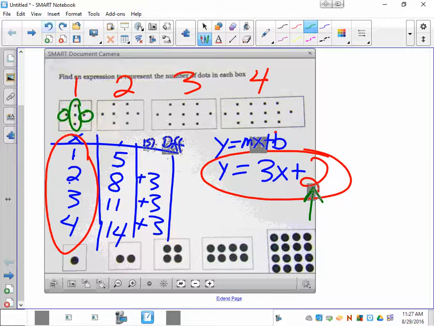What about the next one? Does the pattern follow? That's my 2. What about the 3's? 2 3's. And the next one will have 3 3's plus 2. And the next one will have 4 3's plus 2.